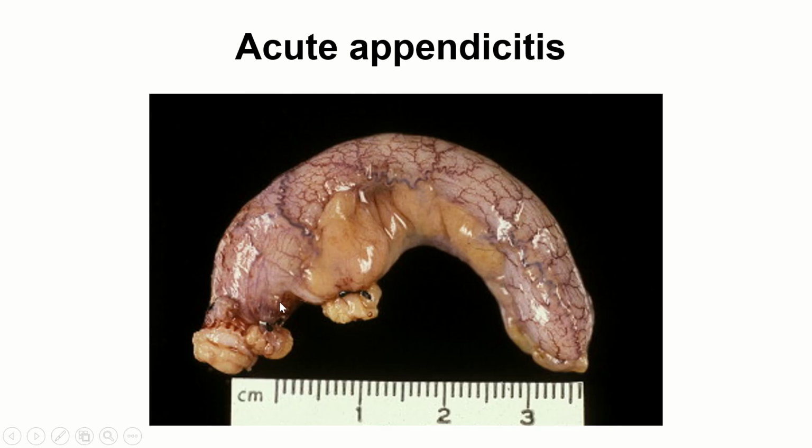So, this is a gross picture of acute appendicitis. This is a specimen of an appendix around 5 cm in length, and you can see the serosa is somewhat granular, congested, edematous, reddish. You can see these congested vessels. So, this is a gross finding in acute appendicitis.